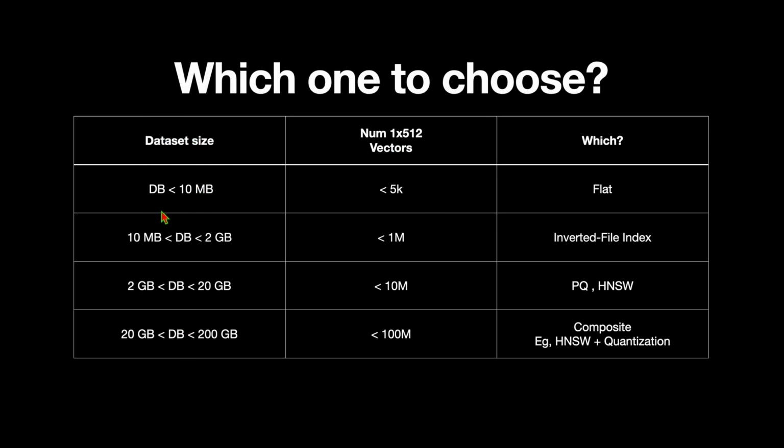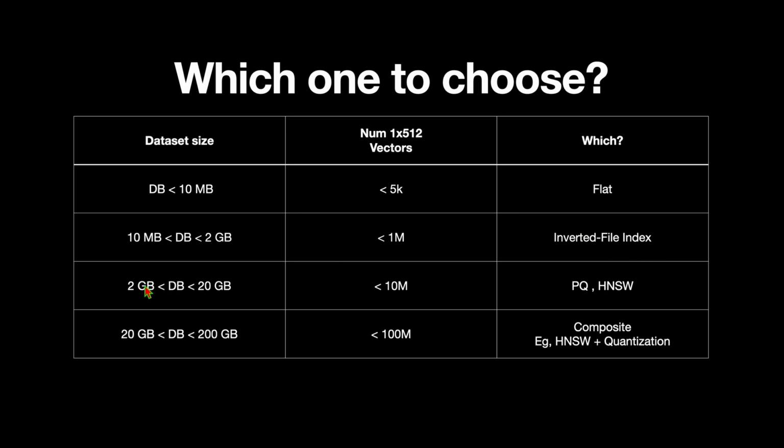Let's say you have a database of just less than 10 MB, assuming that your vectors are all of size 1 by 512. There are going to be less than 5,000 vectors, in which case you can just stick with flat indexing, which is really accurate. But as the size of your data grows to somewhere between 10 MB and 2 GB, which is equivalent to less than 1 million vectors, then an inverted file index is probably a super good option for you.